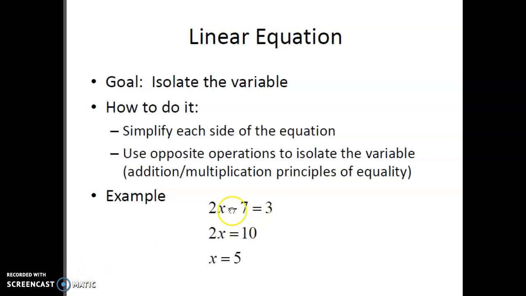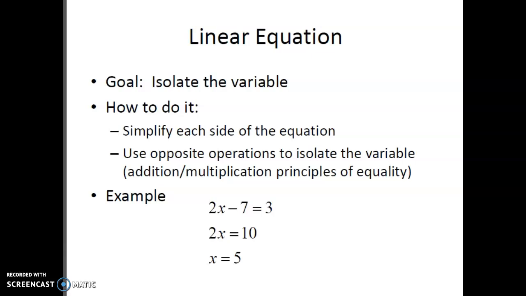So here's an example of a linear equation, 2x minus 7 equals 3. The first thing that we would do here would be to add 7 to both sides, and then we would obtain the equivalent equation, 2x equals 10, and then we would divide both sides by positive 2 to get x equals 5. Our solution would be 5, and that's the value of the variable that would make this statement true.